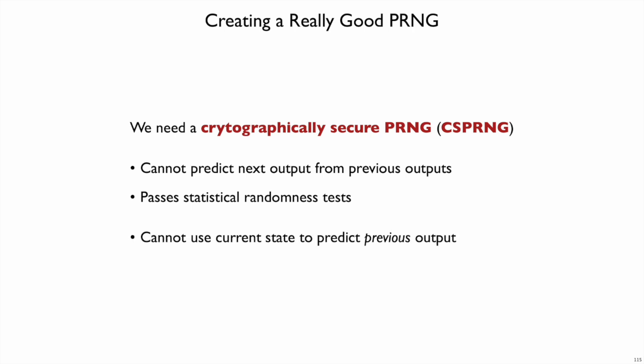But a cryptographically secure random number generator has an extra property, which is even if you look inside at the state of the random number generator, you can't figure out what came before it. You can figure out what comes after, because you can keep running the pseudo-random number generator, but you can't work your way backwards. And that turns out to be an important property for ensuring secure communication.